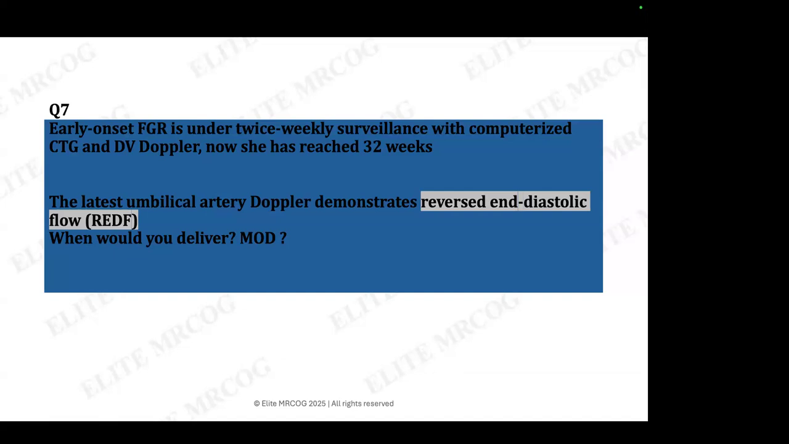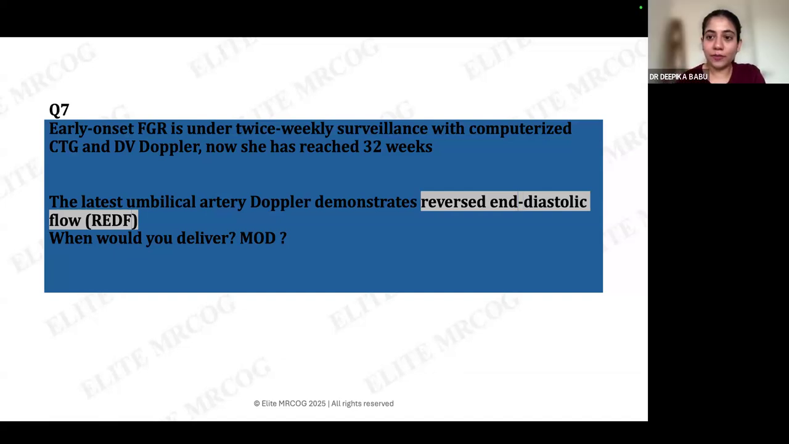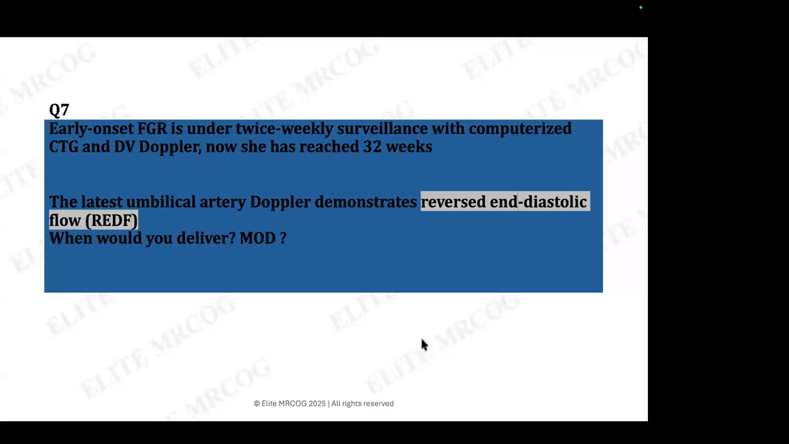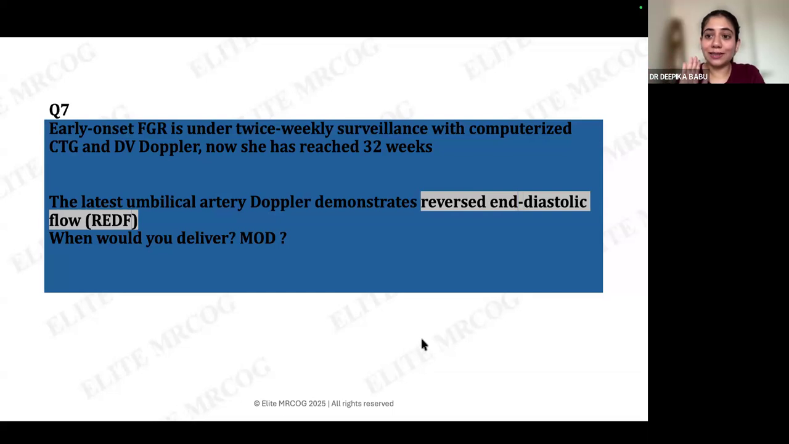After one week you will deliver, right? Will you deliver her today or not? No, we will cover her with corticosteroid and deliver within two days, with admission. But at 32 weeks you're supposed to deliver her. As simple as that. At 32 weeks you're supposed to deliver her, because it is reversed.